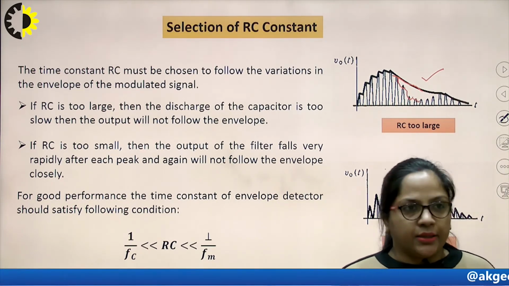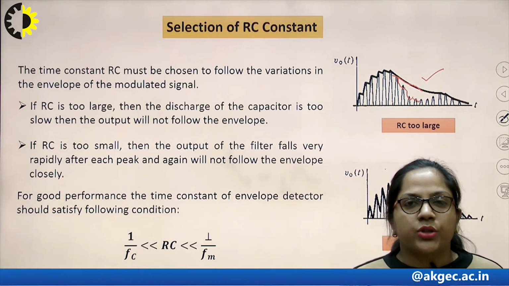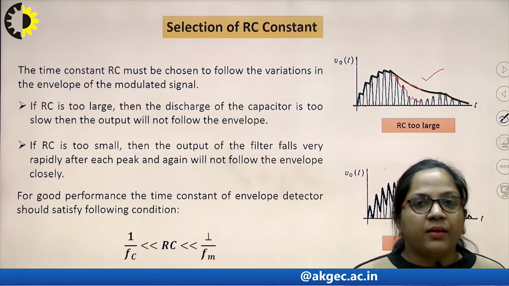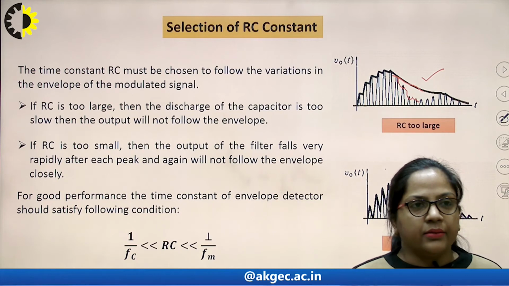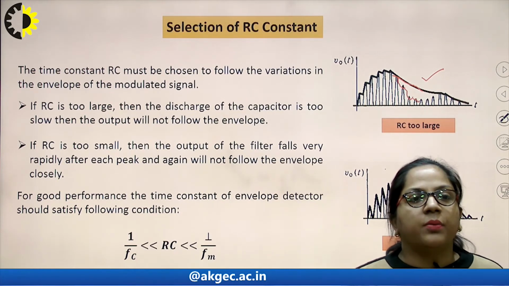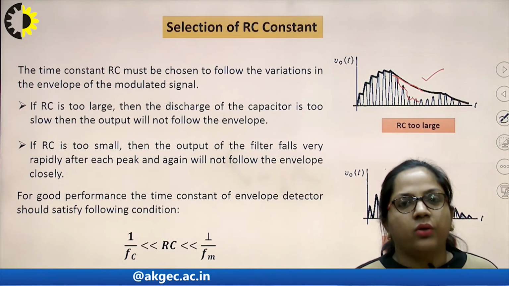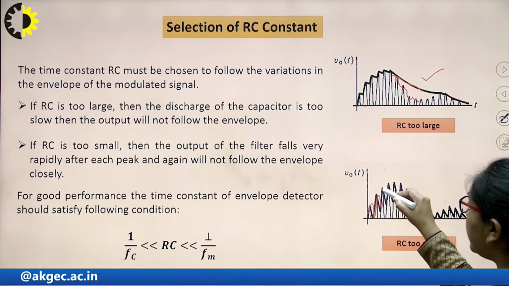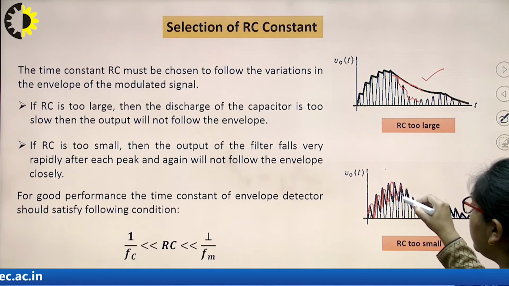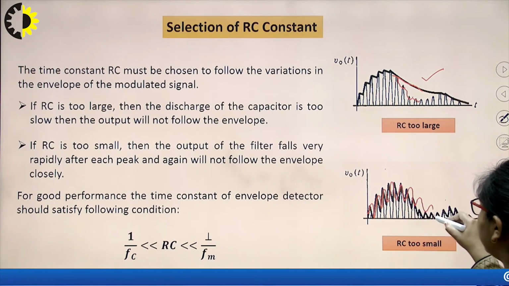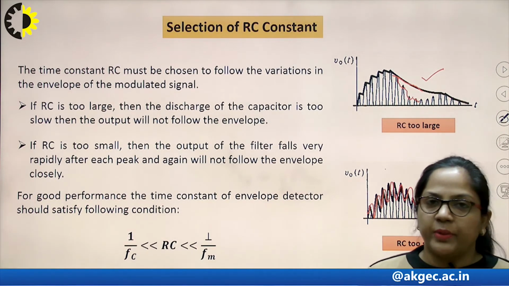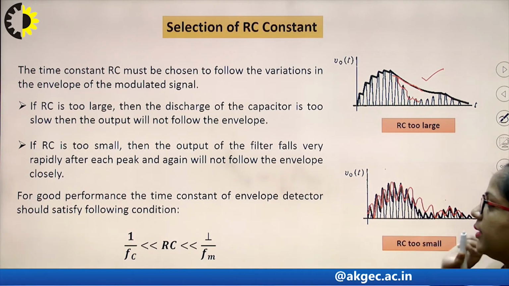Secondly, if we select the value of RC too small, then again the output of the filter falls very rapidly after each peak, and it will not be able to follow the envelope. Like here, if we select the value of RC too small, then we will get the output of the envelope detector like this one.